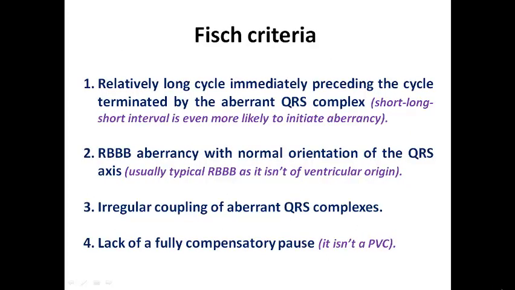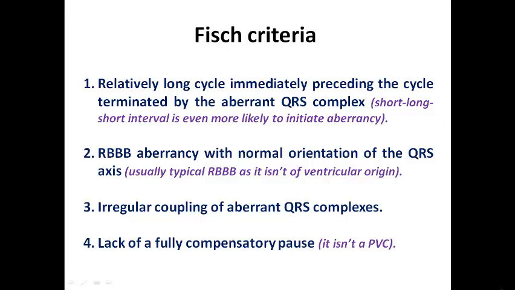So there is something called the Fisch criteria that summarize the criteria of Ashman phenomena. Number one, it shows a relatively long cycle immediately preceding a shorter cycle terminated by the aberrant QRS complex. So it is short, long, short; this sequence is even more likely to initiate aberrancy. A short cycle followed by a long cycle, and then the short cycle in the third, which would be terminated by the aberrant complex. Number two, it shows right bundle aberrancy with normal orientation of the axis. So the axis is not a problem, but the complex morphology is variable. So of course, it is typical morphology, not of ventricular origin.